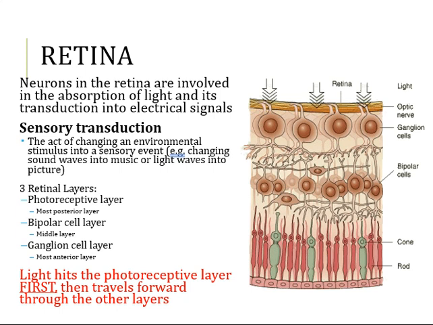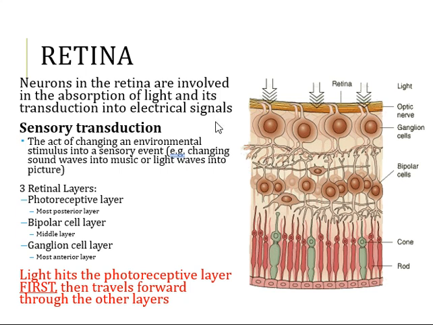And there are three retinal layers. We have the photoreceptive layer all the way in the back, the most posterior layer, then the bipolar layer in the middle, and then the ganglion layer, which is anterior. This is going to be a little confusing because light will hit the photoreceptive layer first, which is the most posterior layer. It's in the back. As you can see, the cones and rods are the photoreceptive layer. Light pierces through, and both the cones and rods will pick it up first. So then it goes from photoreceptive layers to bipolar cells and then to ganglion cells.